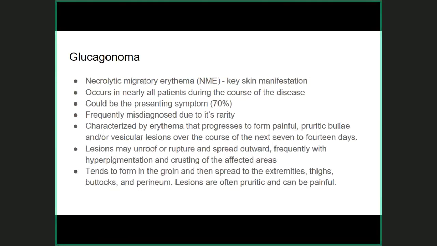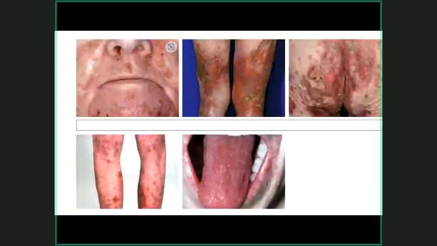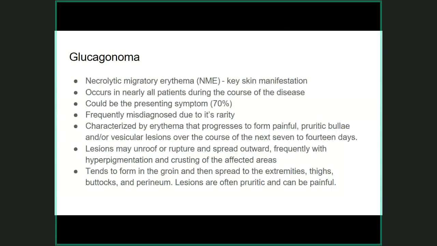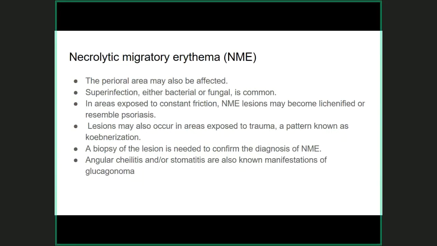They might form in the groin, extremities, thighs, buttocks, perineum. Some of these are demonstrated here and can be extremely pruritic and painful. The perioral area may also be affected, and superinfections are common. In areas of constant friction, they become thickened, lichenified, and might resemble psoriasis.